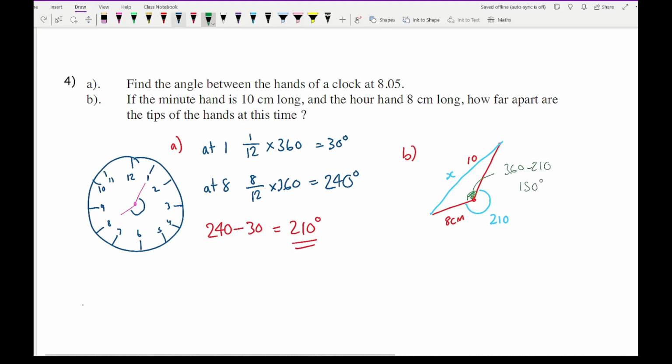So taking that triangle out of context, what I've got is this angle here, which is 150. This is my x. This is 10. Well, that should be 10. I don't know why.